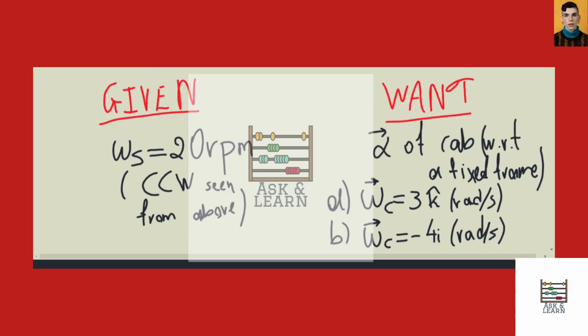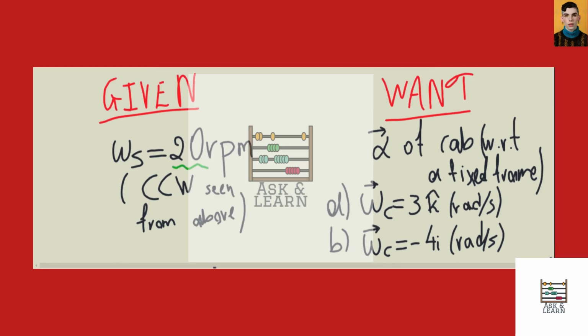For problem 15.190, we know that the simulator rotates about the planetary axis with an angular velocity of 20 revolutions per minute in a counterclockwise fashion if we see it from above. And we need to calculate the angular acceleration of the cab of the simulator with respect to a fixed frame, if we know that the constant pitch angular velocity is 3 radians per second counterclockwise if we see it from the positive z-axis.